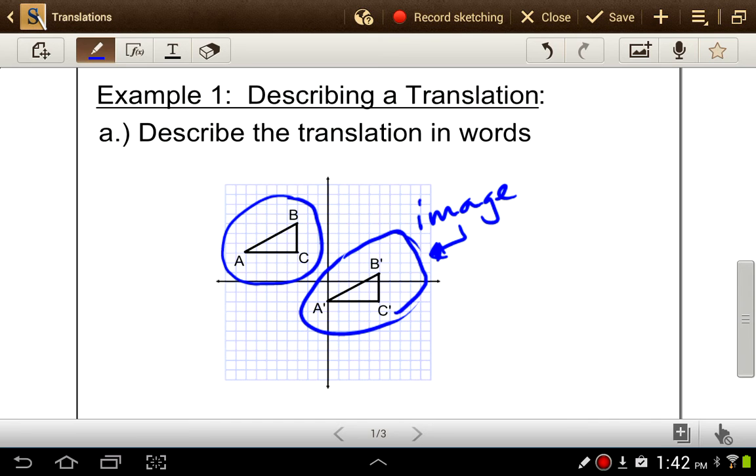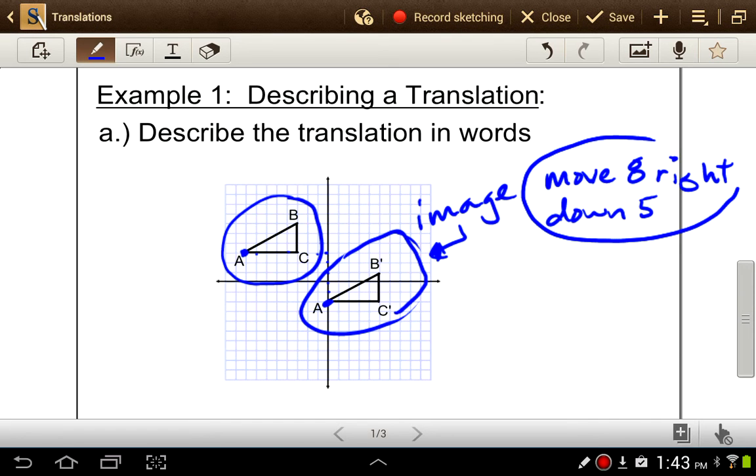So I'm just going to pick one point and basically count which direction I go from the original to the image. I'm going to use point A here. I'm going to start at point A here, and I want to end up here. So how many to the right or left do I move? Well, I'm going to the right. So I'd say 1, 2, 3, 4, 5, 6, 7, 8. You moved 8 right. Then I'm going to count how many I went down: 1, 2, 3, 4, 5. Down 5. So I move 8 right and down 5. That's how I would describe my translation.